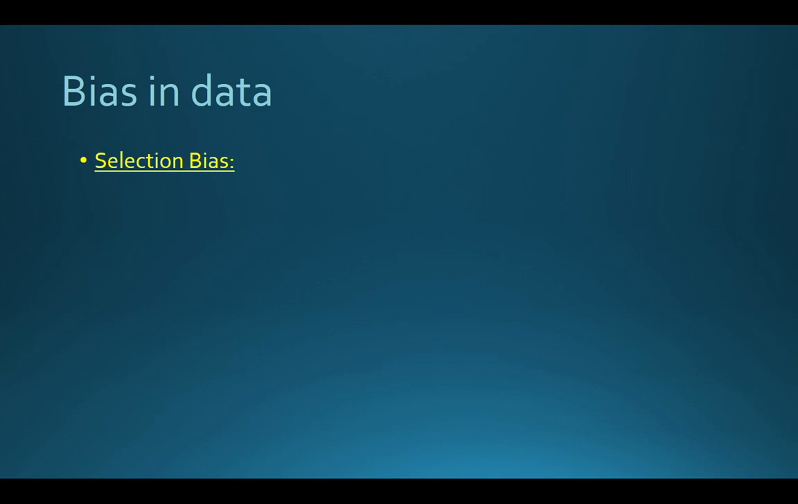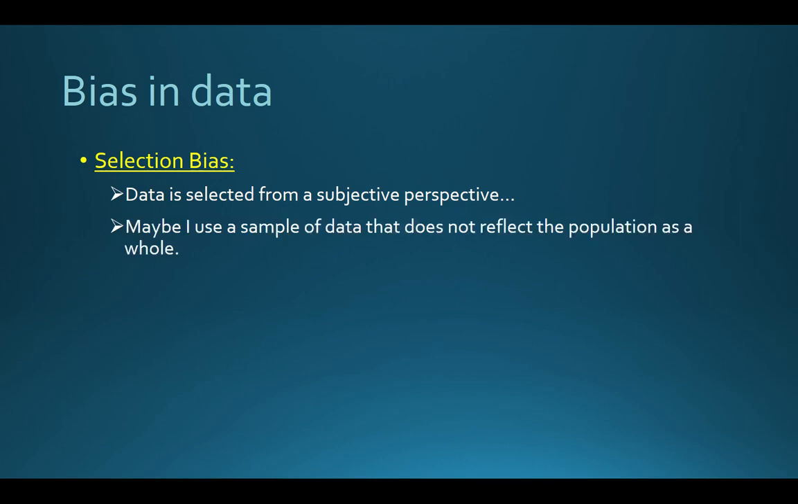For example, we might be introducing selection bias. So let's make sure we understand what selection bias is. Selection bias is where data is selected from a subjective as opposed to objective perspective. All right, so what do I mean by that? Well, maybe I use a sample of data that doesn't reflect the population as a whole. Well, that would be a bit misleading, right? Maybe the data is selected non-randomly, right? You've heard that we want to randomly select data. So imagine we're interviewing people.